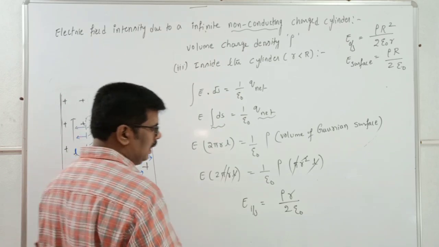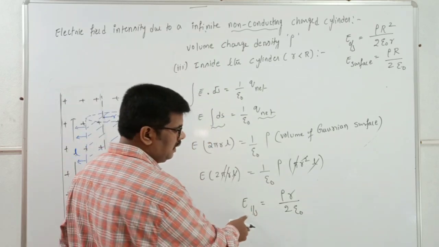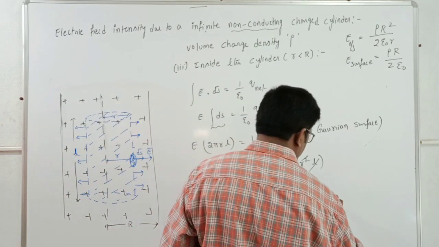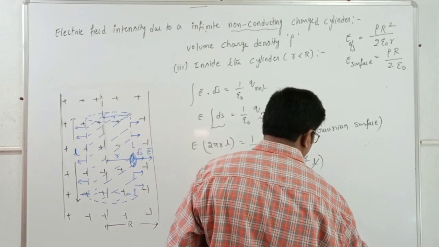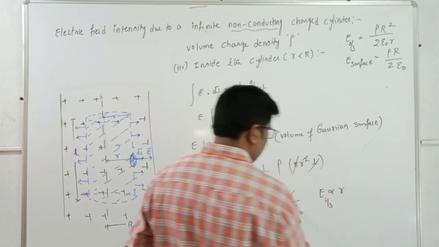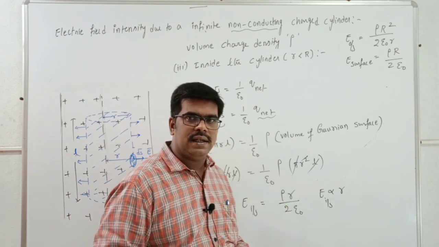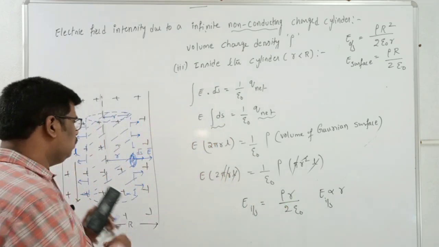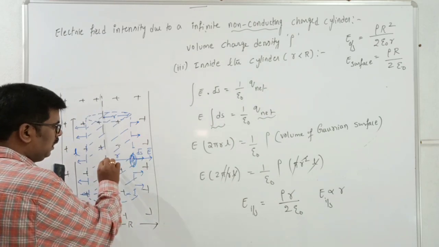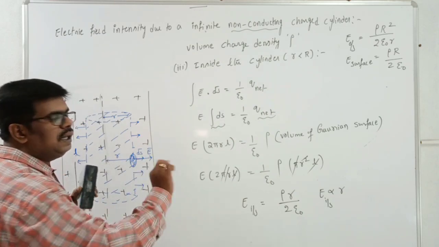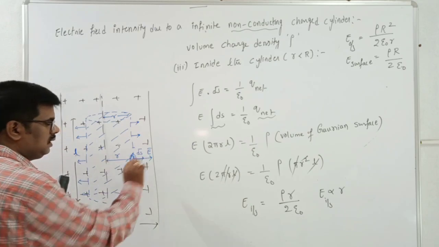You observe clearly that the electric field intensity inside, E, is directly proportional to distance. The remaining are constants; the only variable is distance. So when you move away from the center, the electric field intensity changes linearly with respect to the distance.